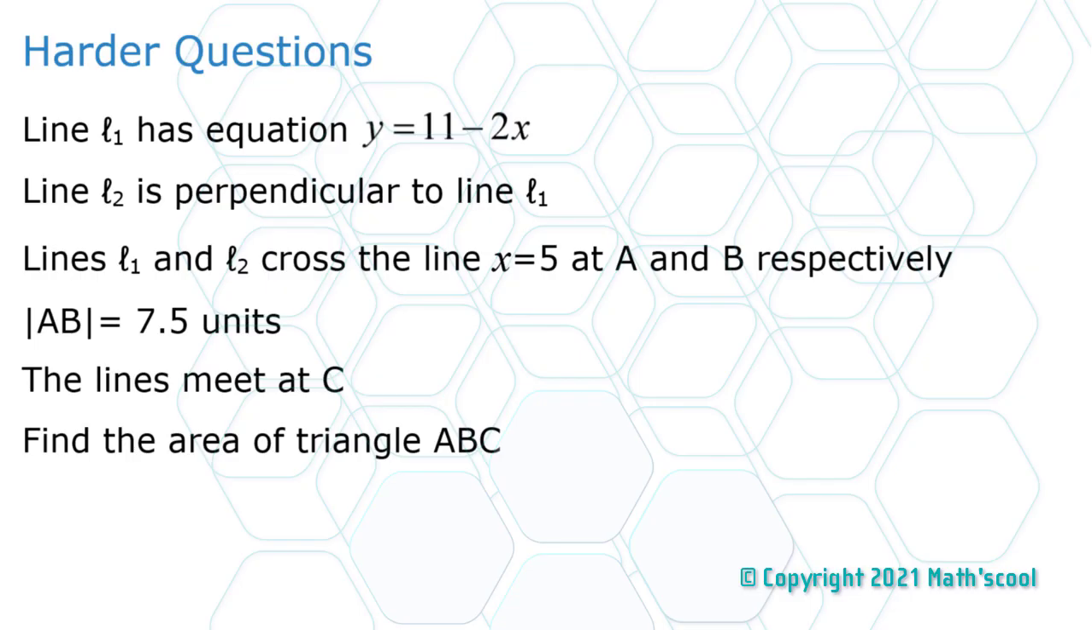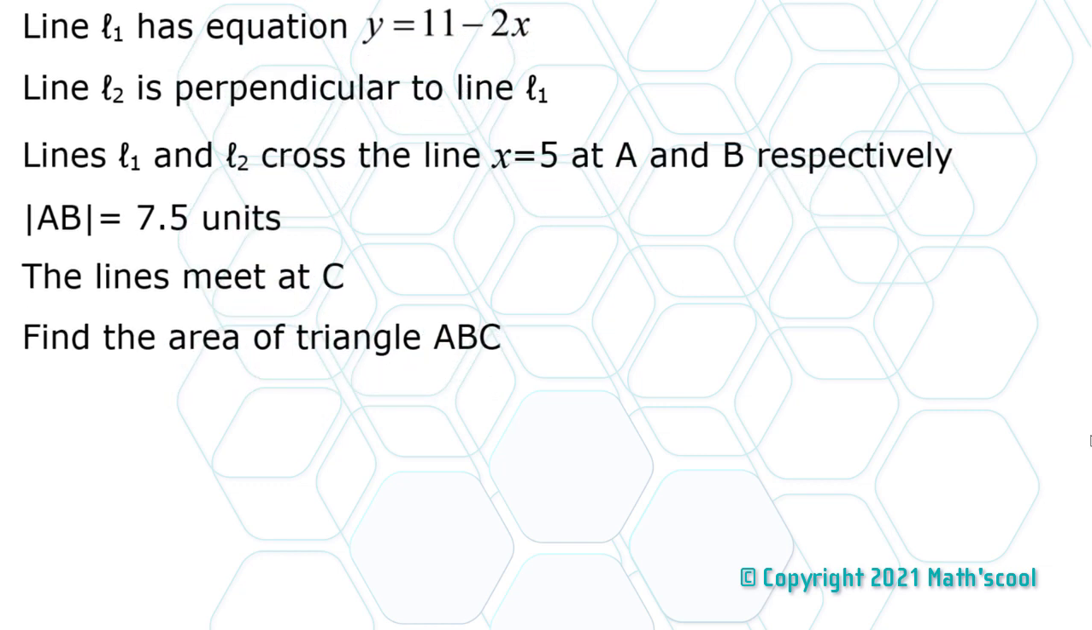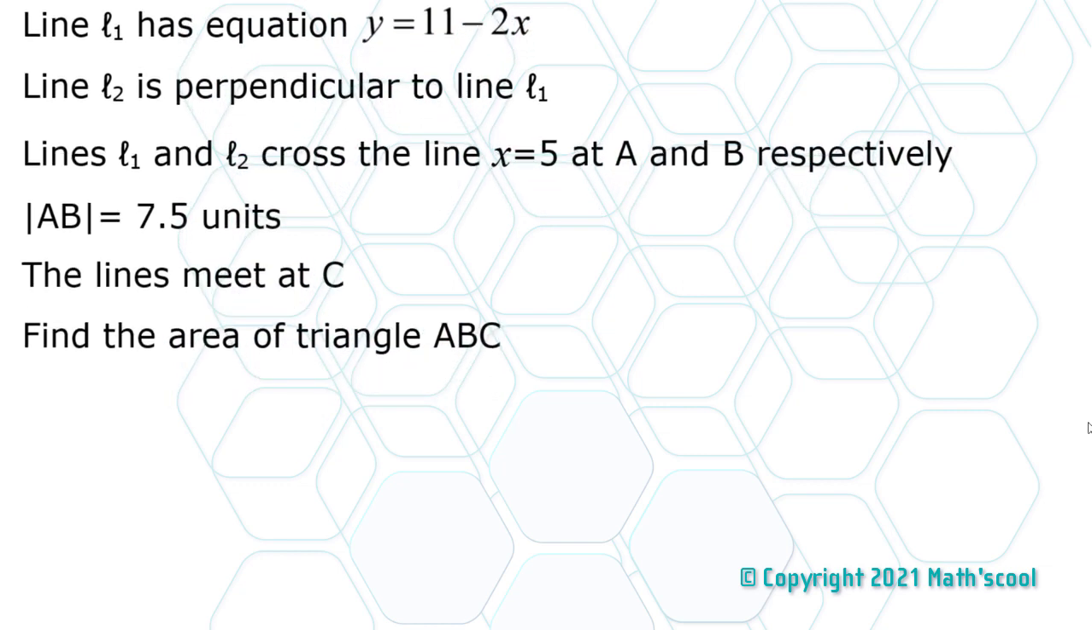Harder question. So this is a harder question now, and so for this harder question, maybe a diagram is going to be appropriate. Line 1 has equation y equals 11 minus 2x. Line 2 is perpendicular to line 1. Lines 1 and 2 cross the line x equals 5 at A and B respectively. The length of AB is 7.5 units. The lines meet at C. Find the area of triangle ABC.